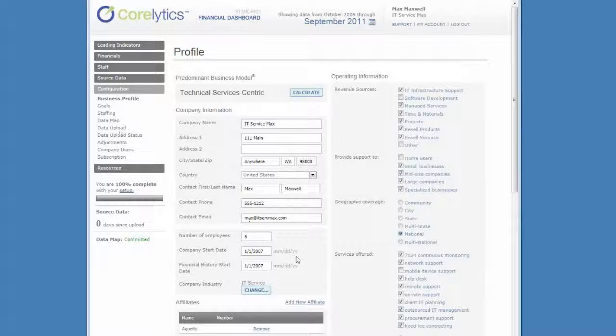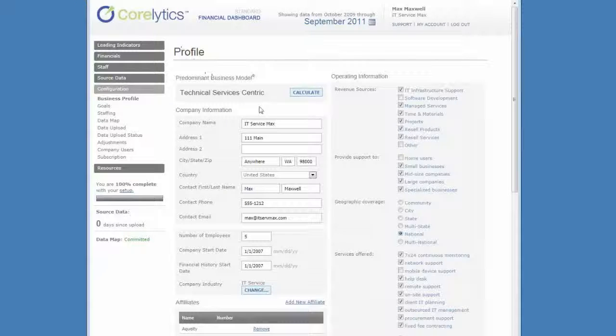Company start date, this would again give us a piece of information that will tell us how mature your company is. And then financial history start date, if you have a situation where sometime within the last 3 years you've made a substantial change to your organization and you'd like to not include old information, say you sold off a big chunk of business or made a big change 18 months ago, for example, you set that financial history start date, and when your data is loaded, Corelytics will only pay attention to information after that date.